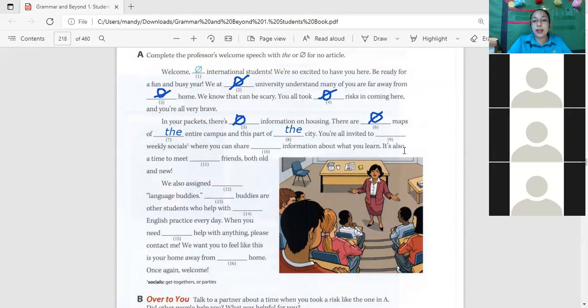You're all invited to the or maybe no article? Okay, let's analyze. You are all invited to the weekly socials, or all invited to weekly socials. Both are possible in that case. So you can write the article, or maybe you don't mention anything. Both we can use in that case. Okay, where you can share. Number 10.